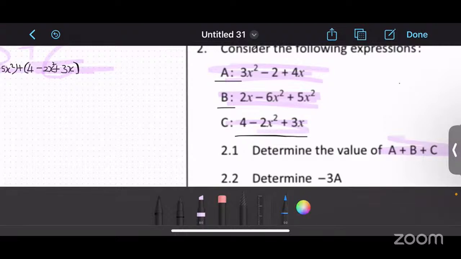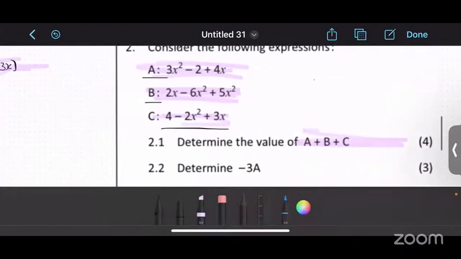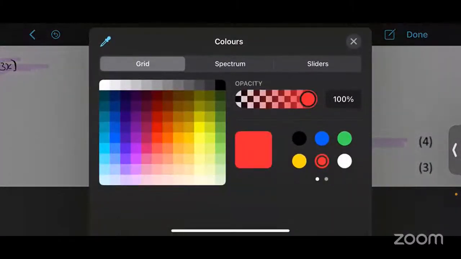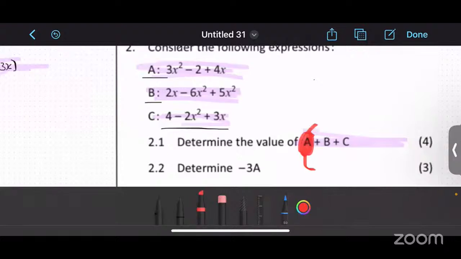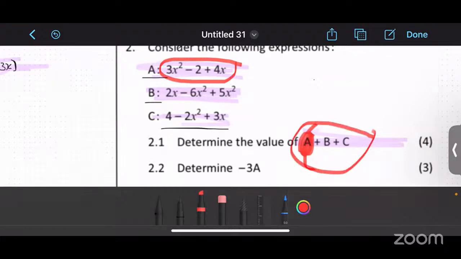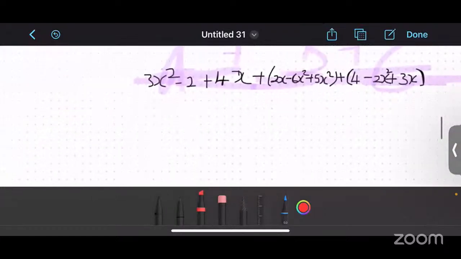No. What we did here, Manahil, we just replaced the A that you're seeing here. Do you see that? We are just replacing this A with this whole expression over here, so that we can calculate the value of A plus B plus C. If we just had something like this, we wouldn't be able to go further because we don't know the value of A or B, but we know A is equal to 3x squared minus 2 plus 4x. So we're just going to replace the A with that.